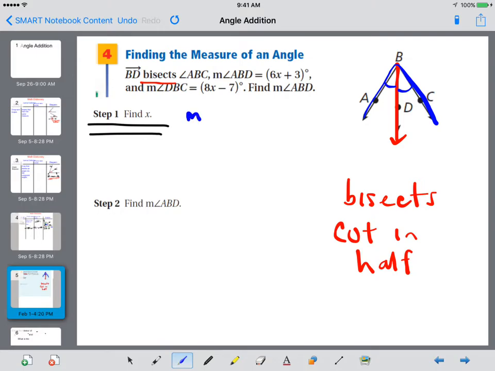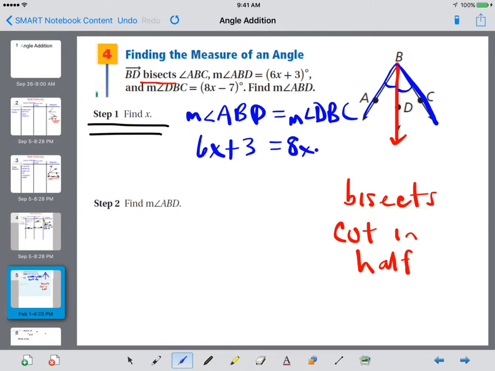So if we know that the measure of angle ABD equals the measure of angle DBC, because both sides are going to be equal on each side of the ray, then we can take the expressions we have and it becomes an algebra problem, where we know that the measure of angle ABD is represented by 6x plus 3, and it's equivalent to the measure of angle DBC, which is 8x minus 7. Now we just need to solve it for x.